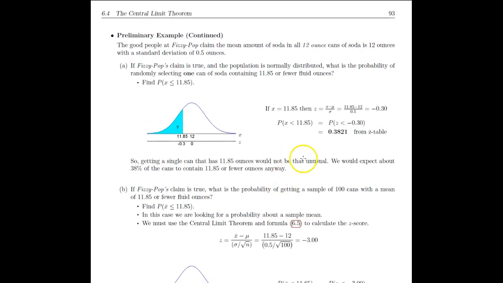So we have this example with FizzyPop right here. The good people at FizzyPop claim the mean amount of soda in all 12-ounce cans of soda is 12 ounces, with a standard deviation of 0.5 ounces. Assuming FizzyPop's claim is true, and the population is normally distributed, what is the probability of randomly selecting one can of soda containing 11.85 or fewer fluid ounces? So we're trying to find the probability of getting a data value less than or equal to 11.85.